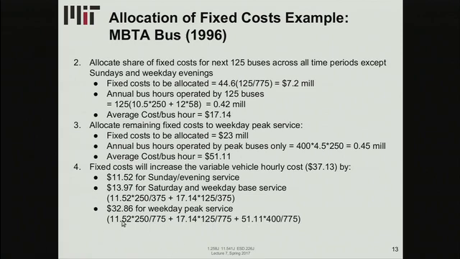So we start with the 250 base buses at $11.52, then we add 125 at $17.14, and then we have the peak of the peak buses, which are 400 times the unit cost for those buses, which is much higher. And that's the total unit cost for a weekday peak service. Okay? Questions on this?